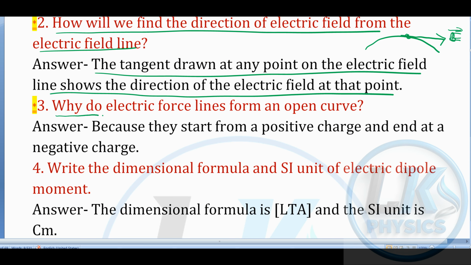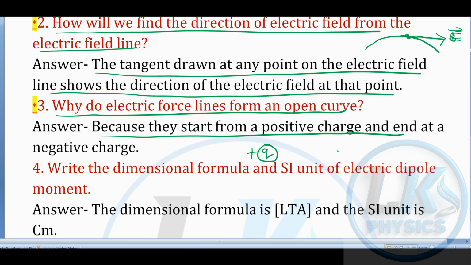Next is, why do electric force lines form an open curve? Because they start from a positive charge and end at negative charge. So they move from positive to negative. They do not move from negative to positive. So they make an open curve.